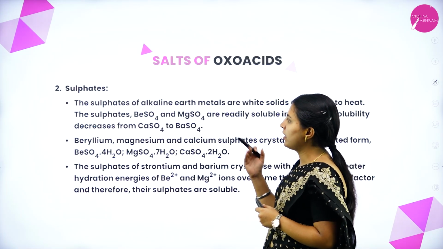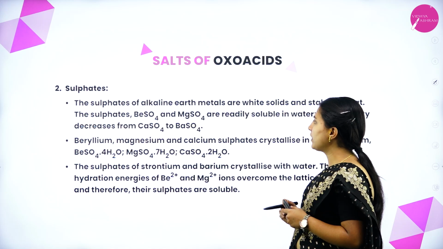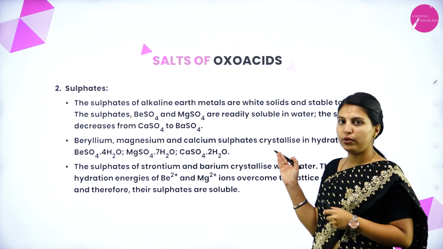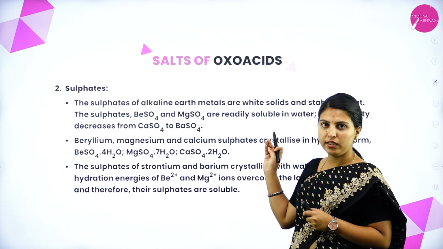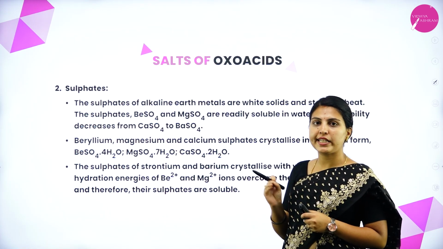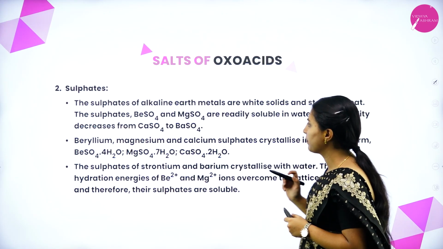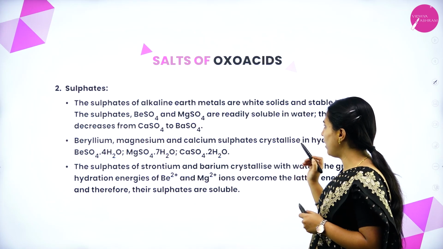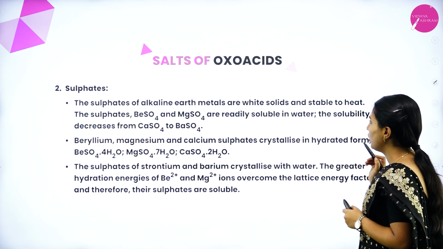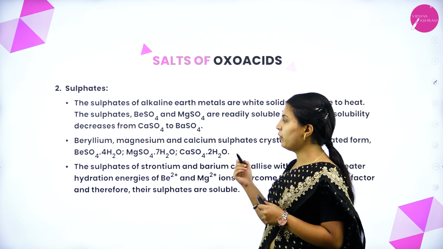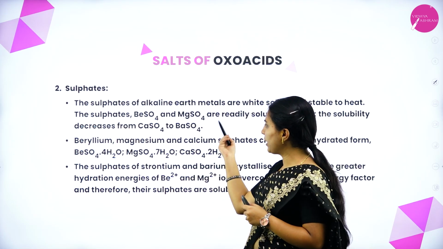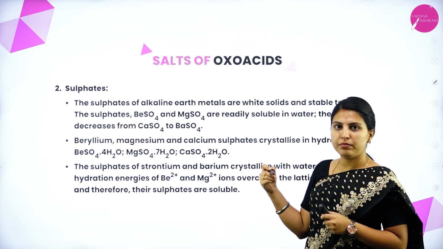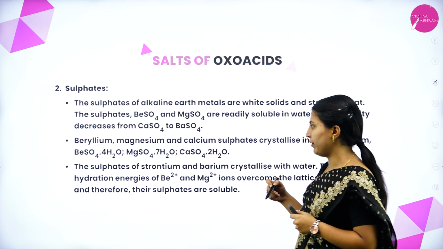Next, sulfates. The sulfates of alkaline earth metals are white solids and stable to heat. They are white solids and non-reactive to flame or heat. The sulfates like beryllium sulfate and magnesium sulfate are readily soluble in water. The solubility decreases from calcium to barium. Beryllium sulfate and magnesium sulfate are soluble in water, and solubility decreases from calcium sulfate to barium sulfate.